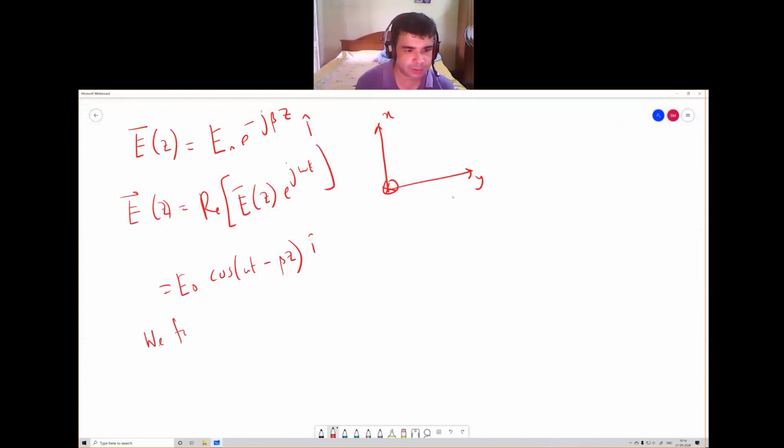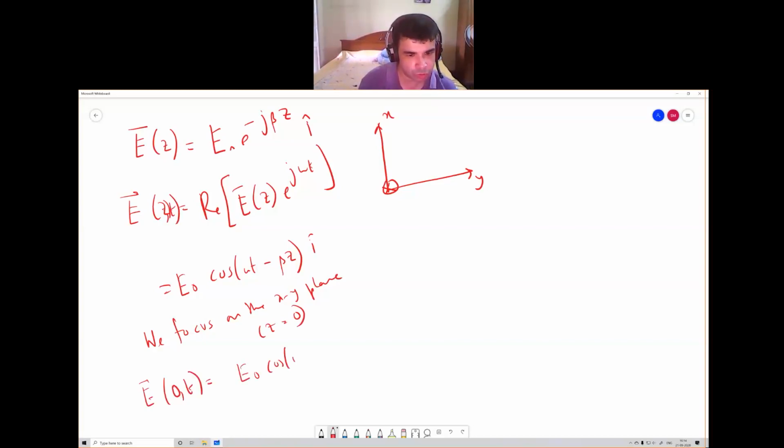We focus on the xy plane, or z equal to 0. So E of 0, t will be E0 cos of omega t i. Is it okay? On the xy plane, z is 0, so E will be this. Okay? Do you agree? Yes, sir.